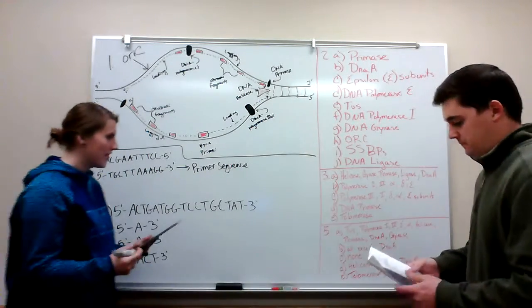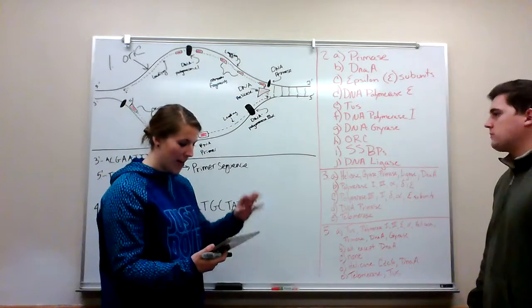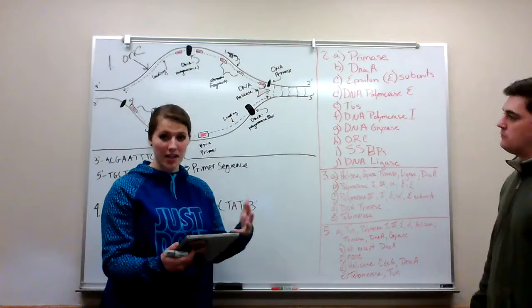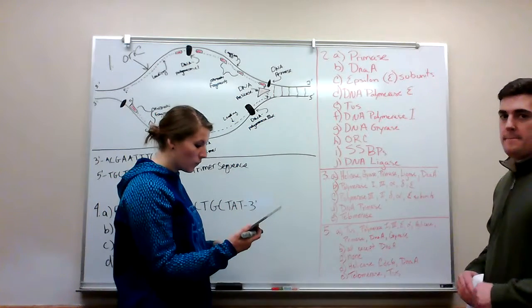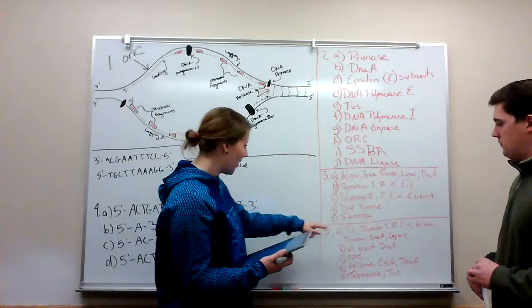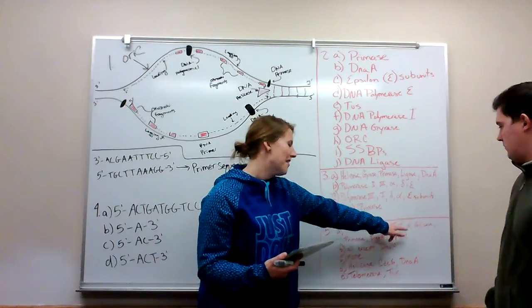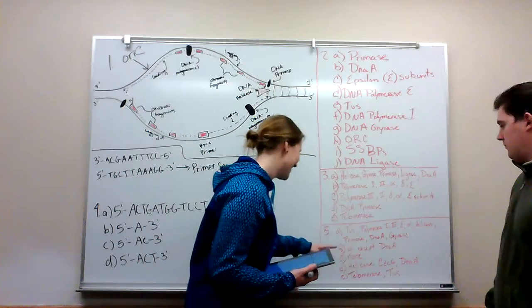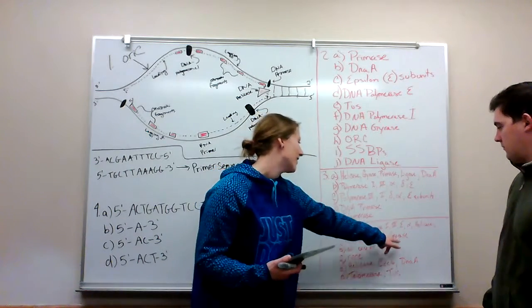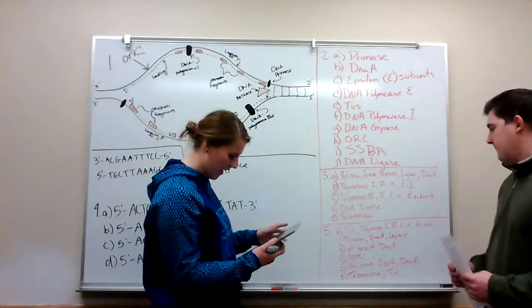Perfect. Okay, and then for number 5, we have a list of all the proteins involved in DNA replication. For A, it says, which of the above proteins is found in prokaryotes? And so we got Tus, polymerase 1, 3, epsilon, alpha, helicase, primase, DnaA, and gyrase. And that's the 5 we got for A.